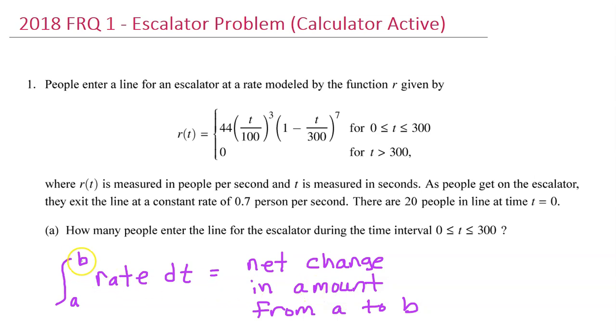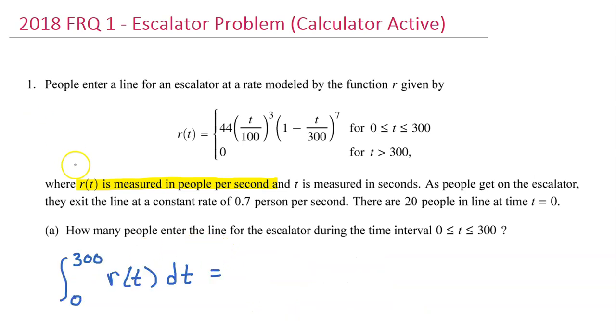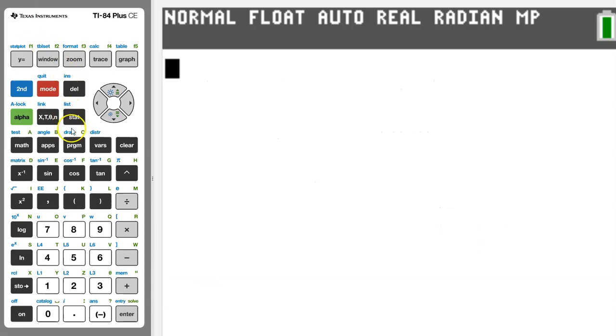So to find this, we need to find the integral of the rate of change of people. And that's exactly what r of t is. R of t, measured in people per second, is the rate of change of people entering the line. So we just need to calculate the integral of r of t from 0 to 300 to find out how many people entered the line between time 0 and 300 seconds. This will be easy to do because this is a calculator active problem.